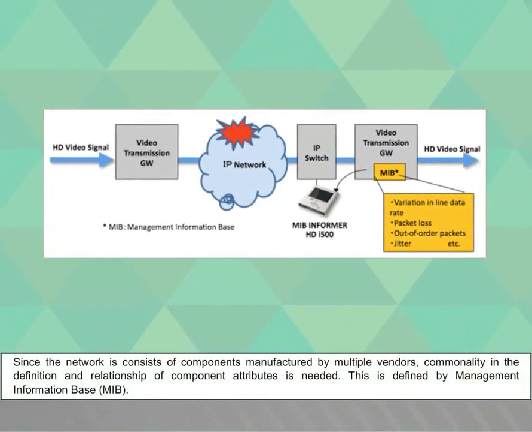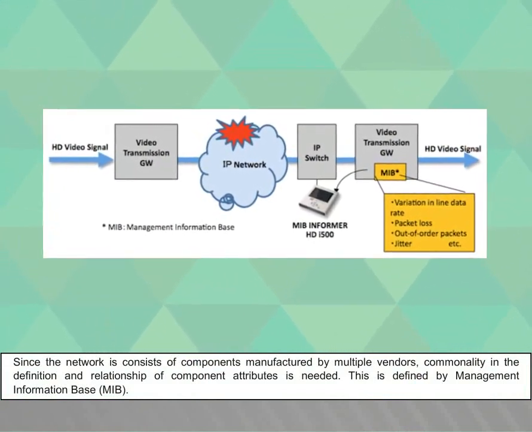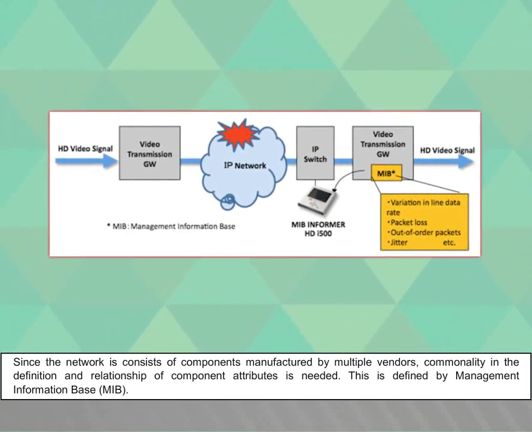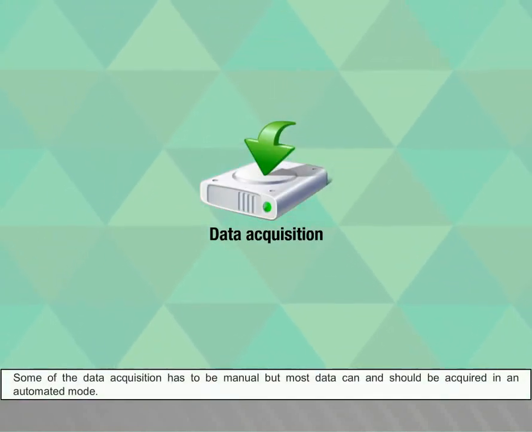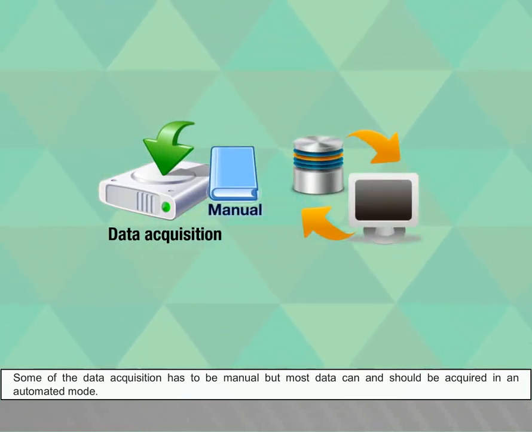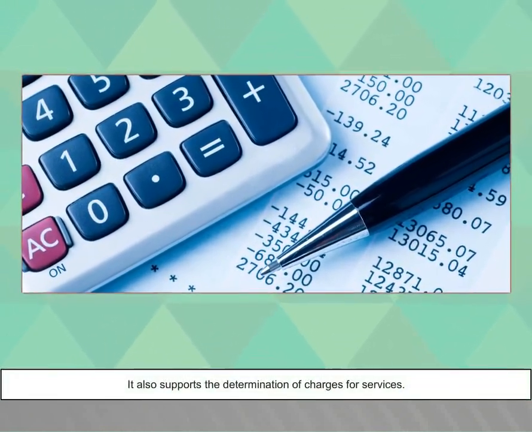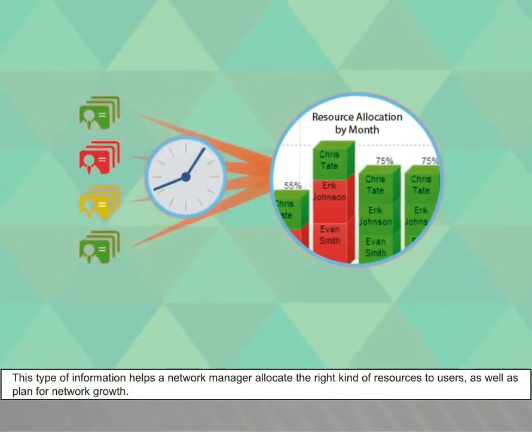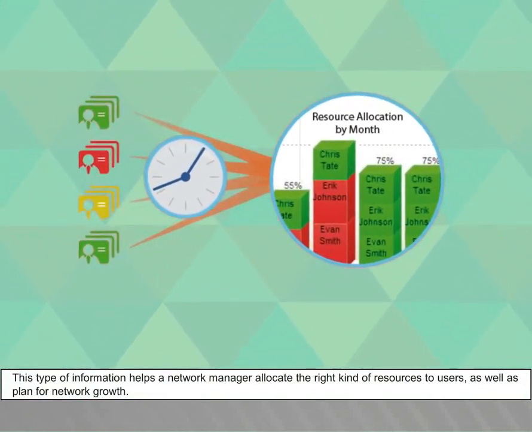Since the network consists of components manufactured by multiple vendors, commonality in the definition and relationship of component attributes is needed. This is defined by the Management Information Base (MIB). Some of the data acquisition has to be manual, but most data can and should be acquired in an automated mode. It also supports the determination of charges for services. This type of information helps a network manager to allocate the right kind of resources to users as well as plan for network growth.